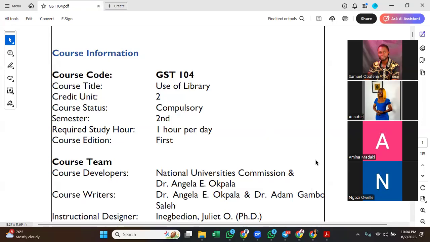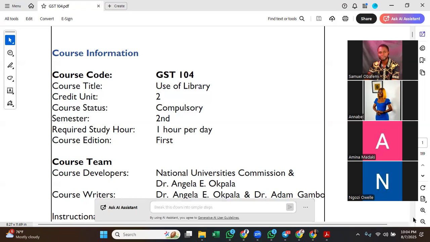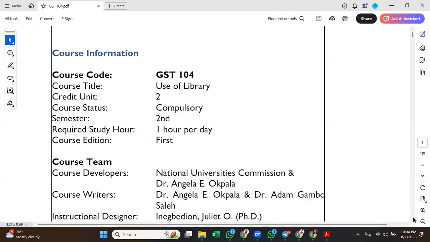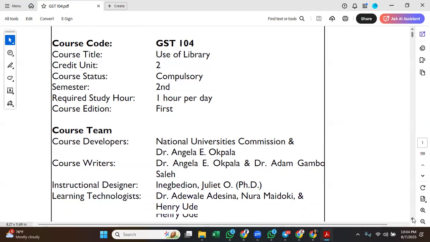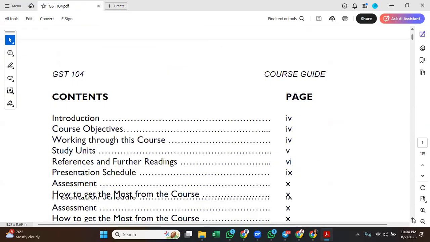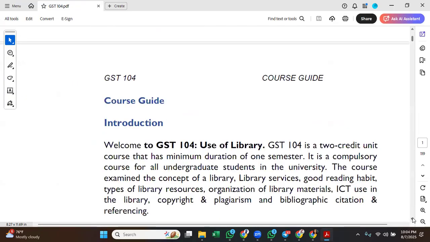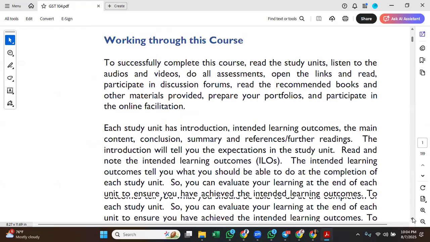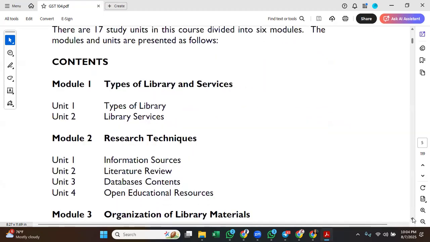This is a 2 unit course and it is compulsory. This course is not for 100 level first semester actually. It's for second semester, 100 level. So if you're a 100 level first semester student, like freshers, you are not concerned for now, although you will still do the course later in your second semester, but for your first semester, this is not part of the courses you will register.